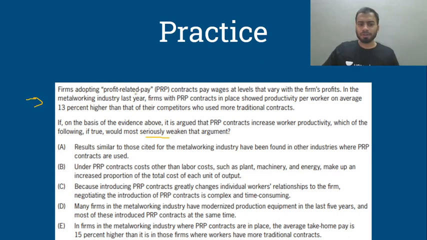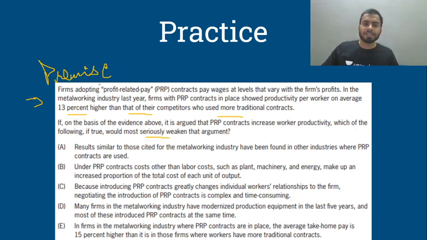Firms adopting profit related pay, PRP, pay wages at levels that vary with the firm's profits. In the metalworking industry, last year, firms with PRP contracts in place showed productivity per worker on average 13% higher than that of their competitors who use more traditional contracts. Now, you have a passage. What is the premise of the passage? What is the situation of the passage?